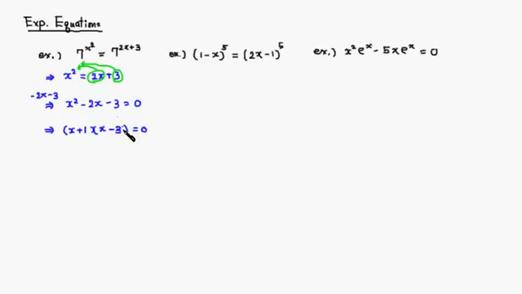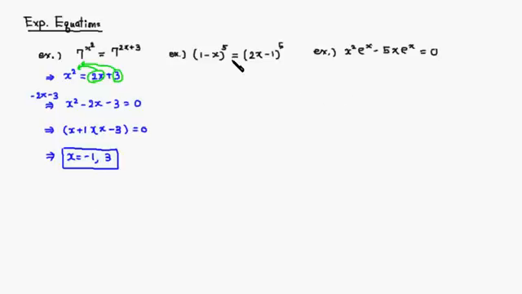So in order to make this product equal to 0, we can set each factor equal to 0. Setting x plus 1 equal to 0, obviously x is going to be negative 1. By setting x minus 3 equal to 0, x is positive 3. So those are the x values that we were looking for. So that's the first example.